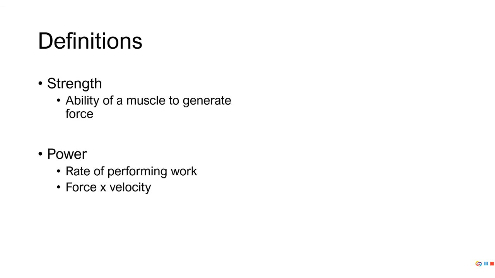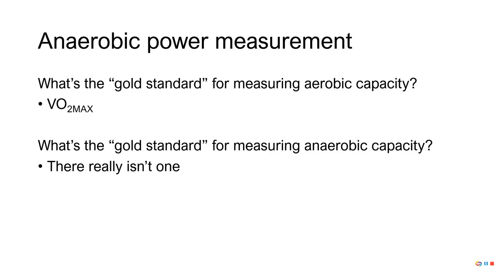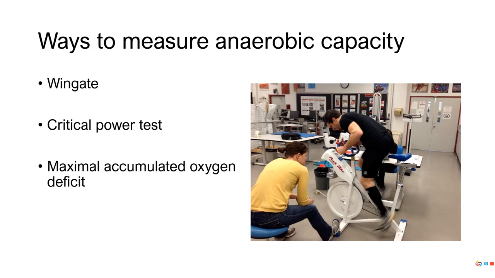So now, how do we measure anaerobic power? Like, what's the gold standard? What's the best way to do it? Well, there isn't one. Okay. There's many different tests that are used, but it's still really hard to determine what is the anaerobic capacity. And so there's three ways that we can do this. We've got the Wingate, we've got the critical power test, and we've got the maximal accumulated oxygen deficit.